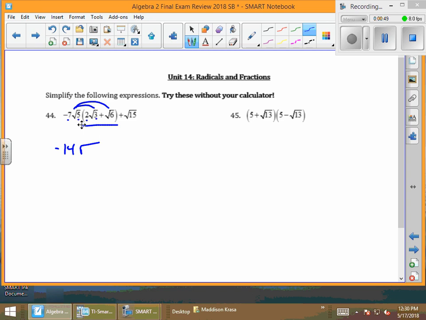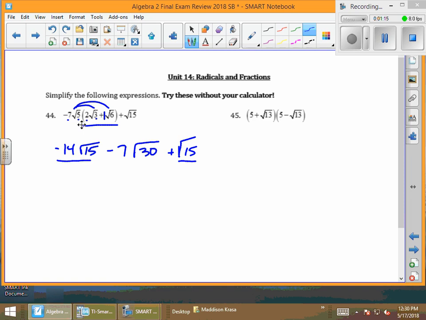5 times 3, which is 15. And then we can also take that to the radical 6. Now, in front of the radical 6, there's technically a 1 in front of radical 6. So it'd be -7 times 1, which is -7, and then radical 5 times radical 6, which is radical 30. And then we still have that plus radical 15 at the very end.